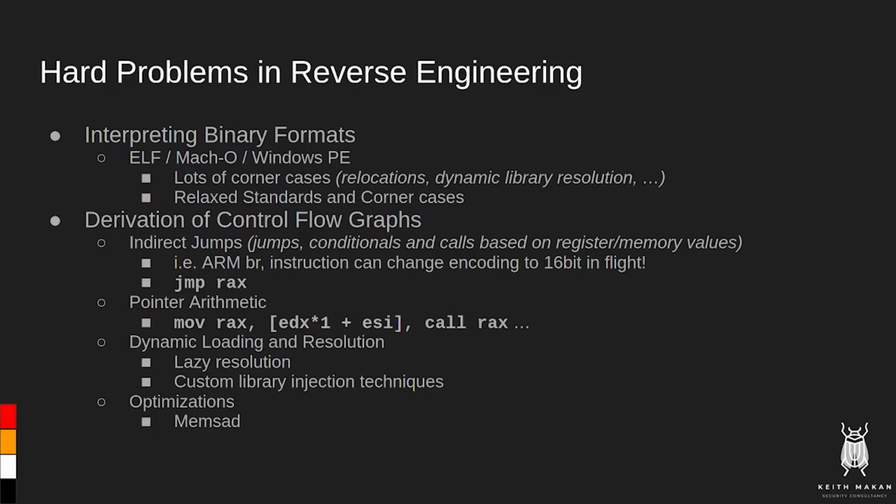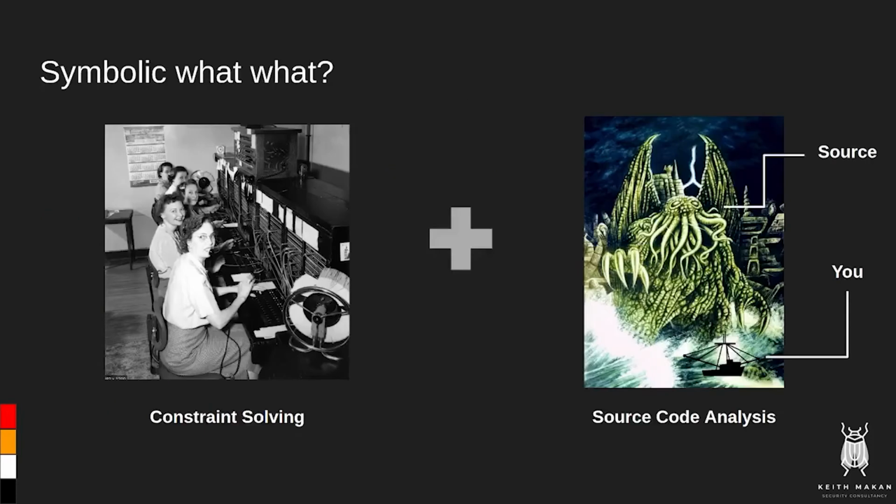So just a summary of the hard problems in reverse engineering. You have binary formats that need to be interpreted, and the other key point is that derivation of control flow graphs is very hard, because you have data-dependent branching, complex pointer arithmetic, dynamic loading and resolution, and optimizations that can change the view.